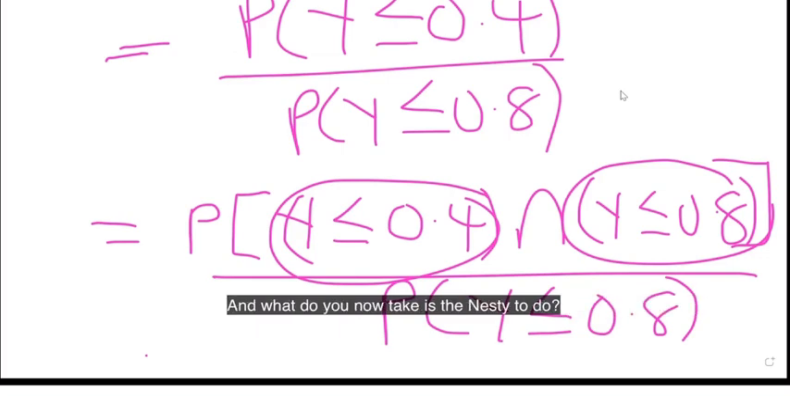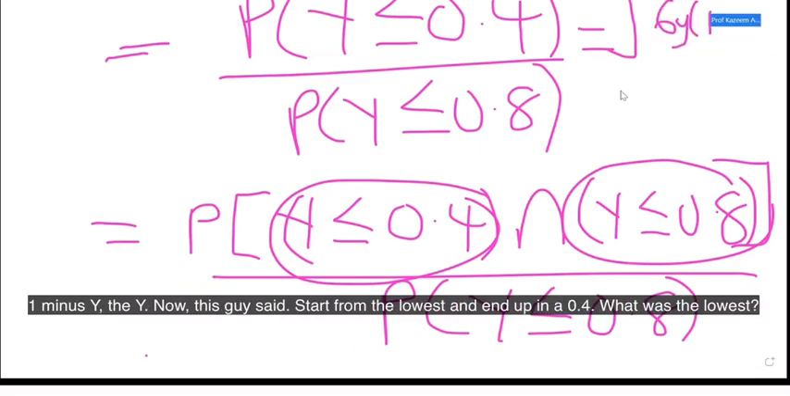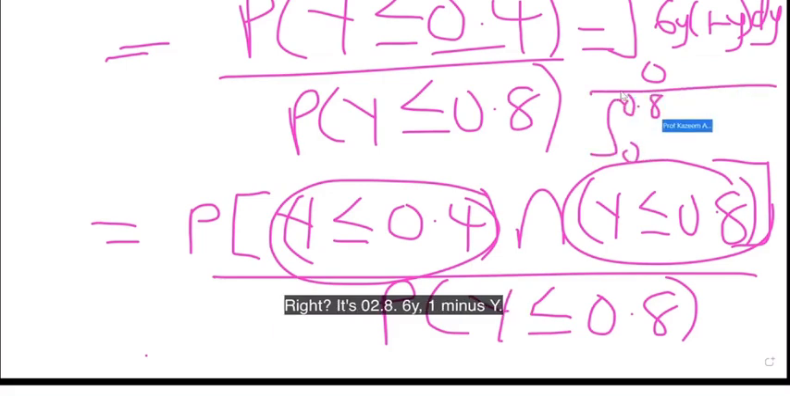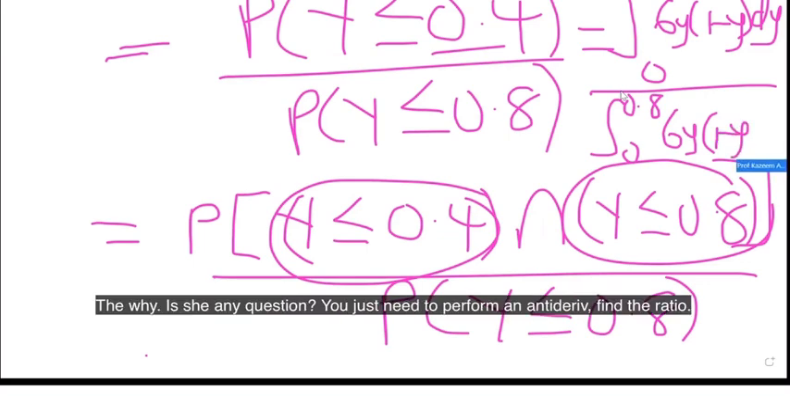And what do you now think is the next thing to do? The next thing to do is the integral. Don't forget 6y(1 minus y) dy. Now, this one starts from the lowest and ends at 0.4. What was the lowest? 0, right? So 0 to 0.4, then divided by 0 to 0.8 of 6y(1 minus y) dy. Is there any question? You just need to perform an antiderivative, find the ratio, and you're going to be done.